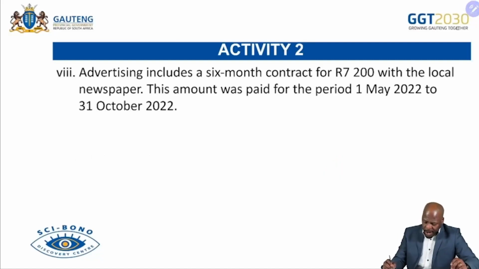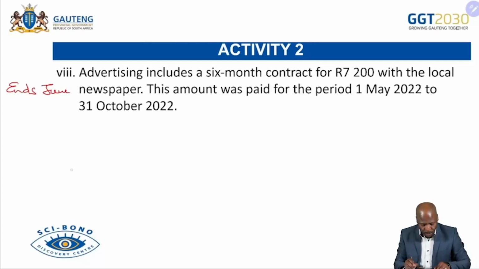All right. Then advertising includes a 6-month contract of 7,200 with a local newspaper. This amount was paid for the period 1 May 2022 to 31 October. So remember, here in this particular question, our financial period ends in June. So here it ends in June. All right. So if you count from 1 May to 31 October, how many months is this? This is going to be 6 months. Are you still with me?